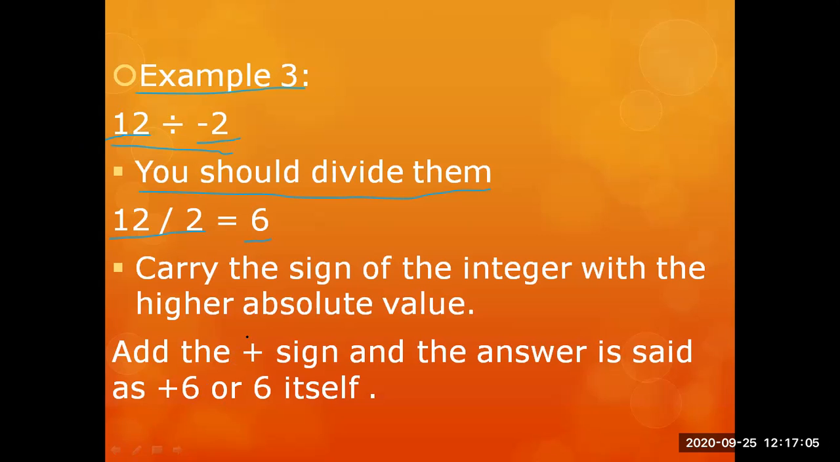So there is no sign for 12. And the important point that we discussed was a number without the sign is always positive. So we say this 12 as plus 12. So we need to add this plus sign, or we can leave 6 as it is. We do not need to add the sign. To specify, you may add the sign. So the answer can be written as plus 6 or 6 itself.